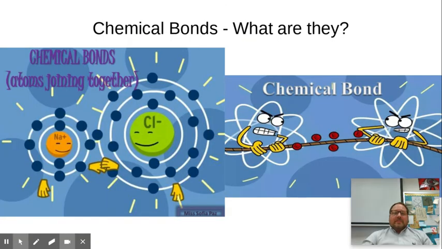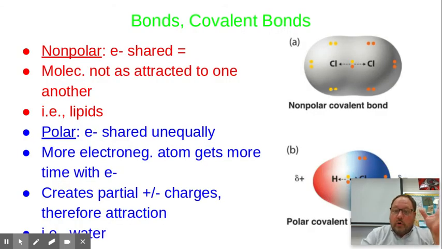So chemical bonds. Chemical bonds are interactions between atoms due to the behavior of electrons of those atoms. So let's start by focusing on covalent bonds. The prefix co means together. So with covalent bonds, electrons are shared between neighboring atoms. Now, how they're shared may differ.